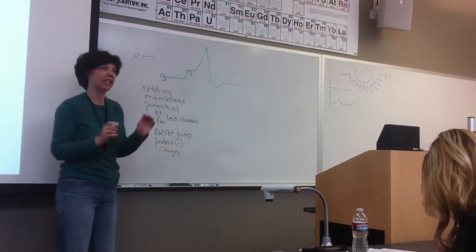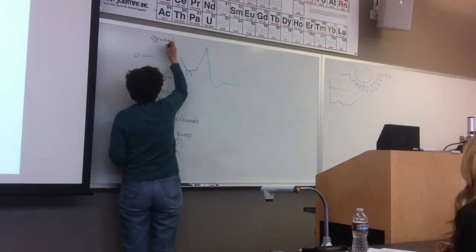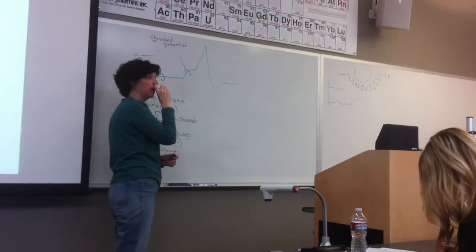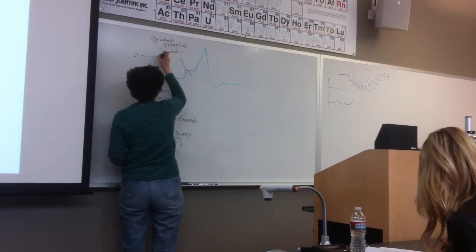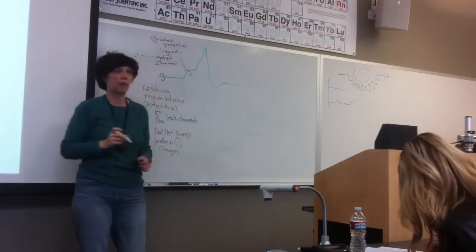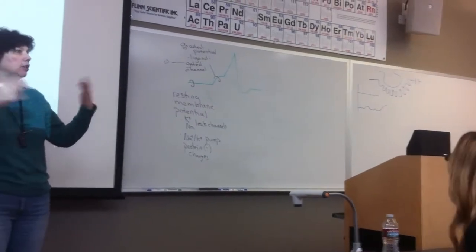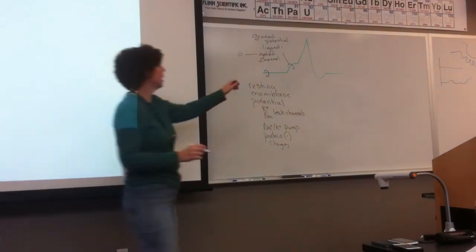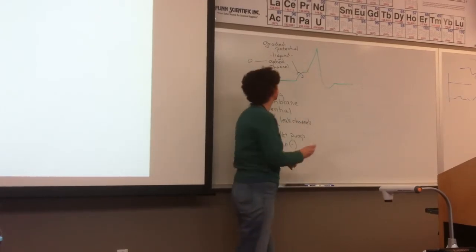What is that called? Graded. A graded potential. And that would be due to what type of channel? Ligand-gated channel. So again, in this case, the cell is depolarizing, but ligand-gated channels, if they allow chloride into the cell or potassium to leave the cell, would cause a repolarization or a hyperpolarization, which would make it, of course, more difficult to reach this point.